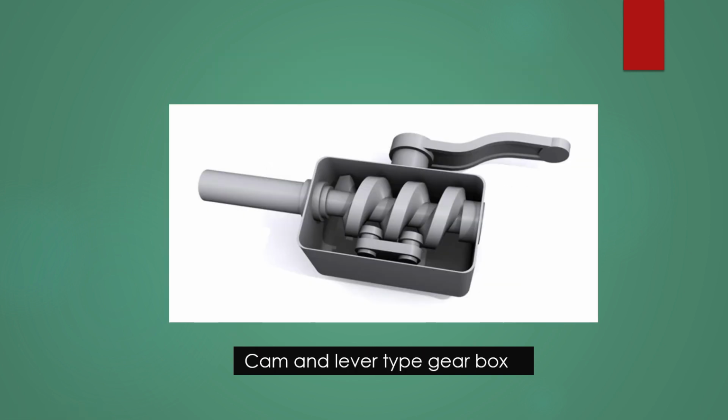Next is the cam and lever type. We will have a worm gear at this point, and when this rotates, these bulging portions will have motion that will actuate the lever. As this bulging portion comes in contact with this point, it will actuate the motion of the lever, and the motion is then transmitted to the drop arm or pitman arm.